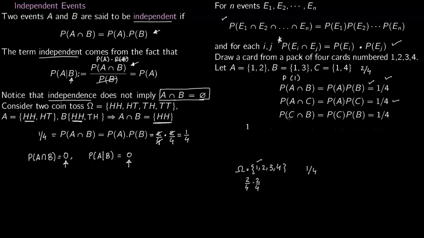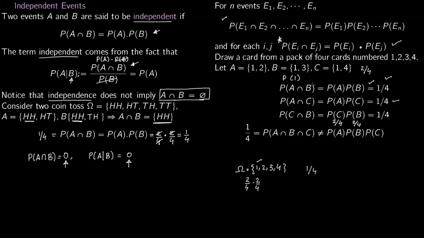Similarly, C intersection B, this is again 1. Probability of 1 is again 1 by 4. But probability of C is 2 by 4. Probability of B is 2 by 4. You multiply them, you still get 1 by 4. So these 3 events are pairwise independent. A is independent from B, A is independent from C, C is independent from B, but they are not mutually independent. So see, probability of A intersection B intersection C.